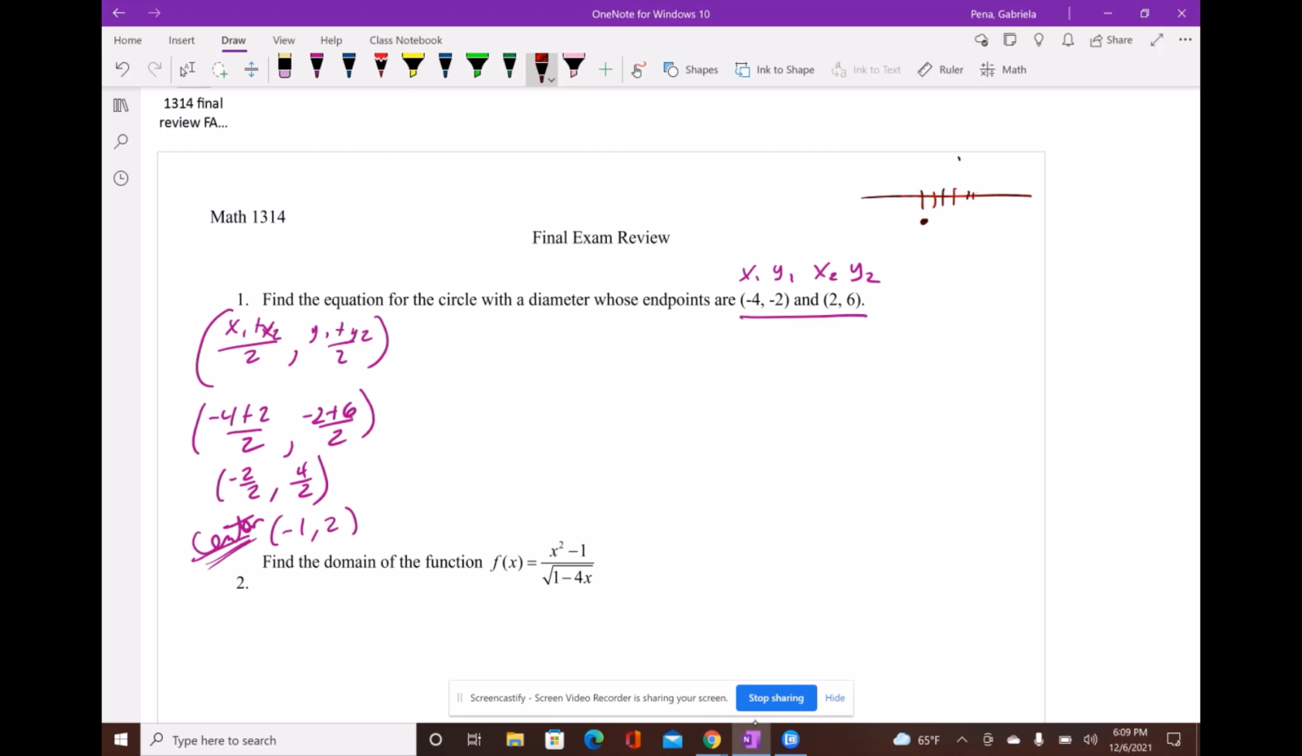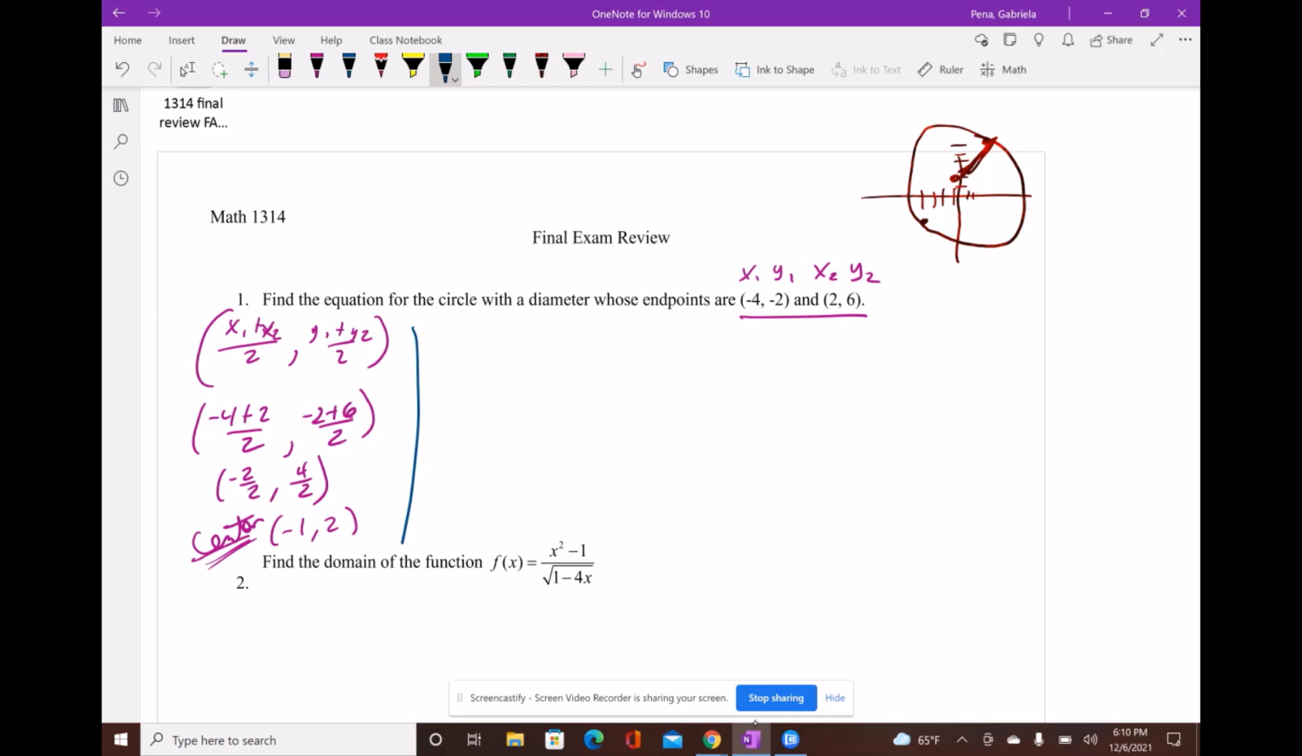Okay? Alrighty, I was trying to graph this. 1, 2, 3, 4, 5, 6. These are the 2 points they give you. There's a circle going like this. We found the center at -1, 2. That's the middle. But now you're trying to find the distance from here to here, from your center to one of the endpoints.